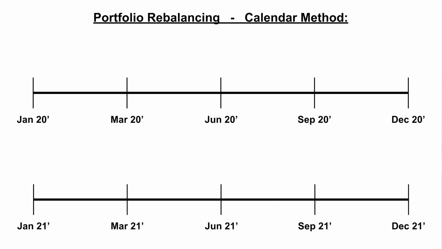And then the second one I went over is the calendar method. For this one, you just set a specific time schedule for when you'll rebalance. So you could do once every 6 months, or to make it easier, just once at the end of every year. When that time you've chosen hits, you rebalance the portfolio back to the original allocations.